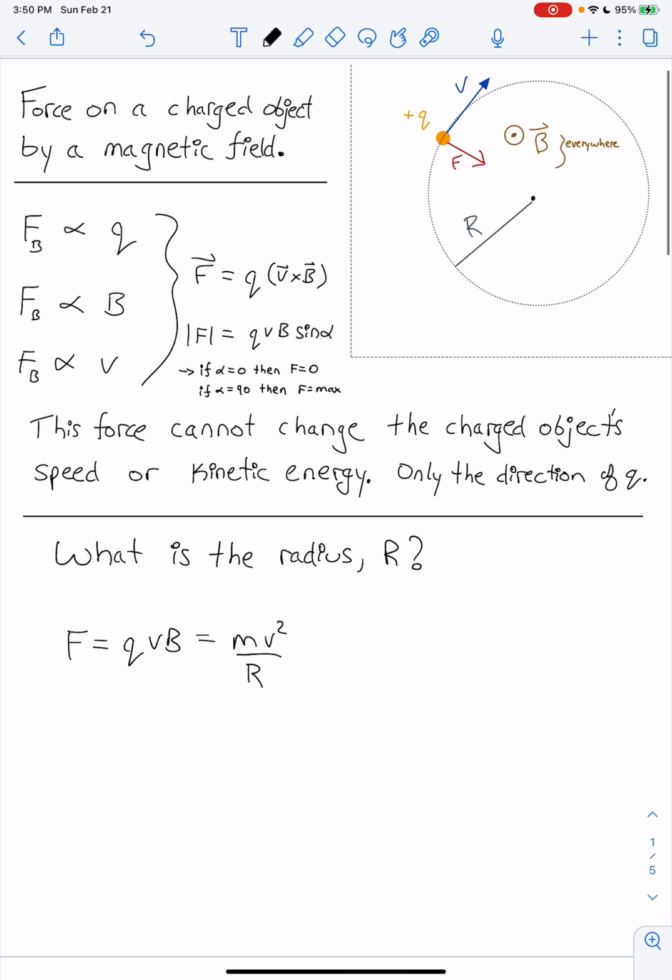So there we can now rearrange for our r value. So there we have an equation for the radius of this motion if we have the mass, velocity, charge, and magnetic field strength.